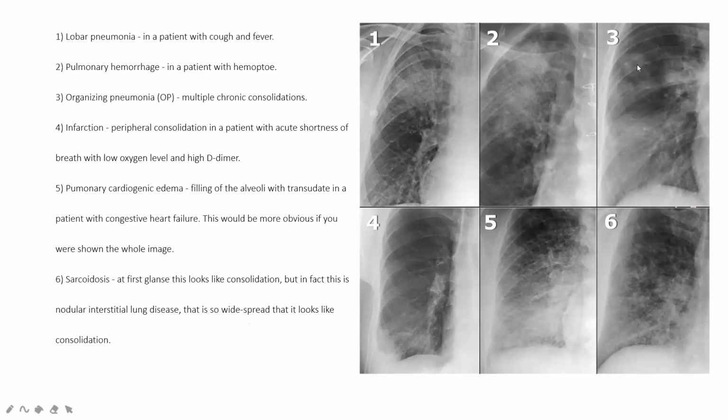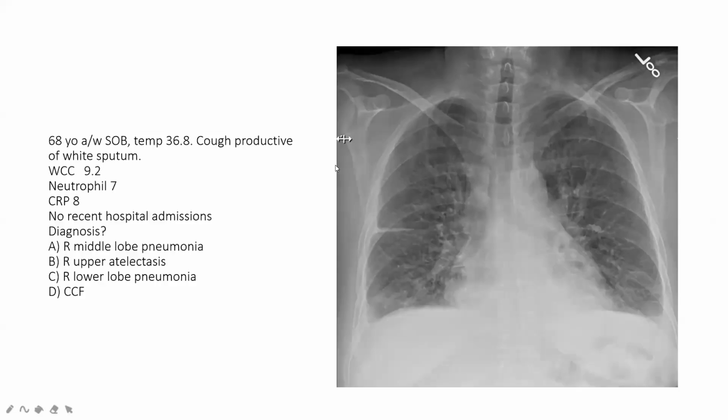And then we've got these multi-nodular consolidations in mid zones and lower zones. In picture 3, this is because of organizing pneumonia. And we can have things such as pulmonary infarction that could look like consolidation, and cardiogenic edema, which could look like consolidation, and sarcoidosis. So it would depend on the clinical picture, as I said. So next case.